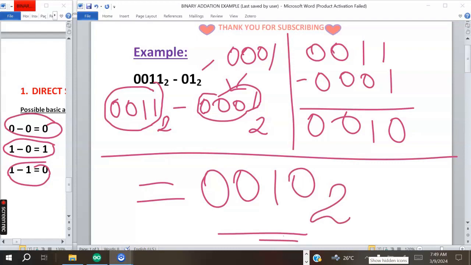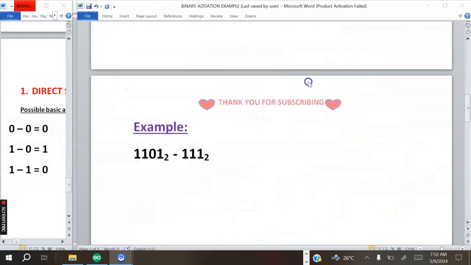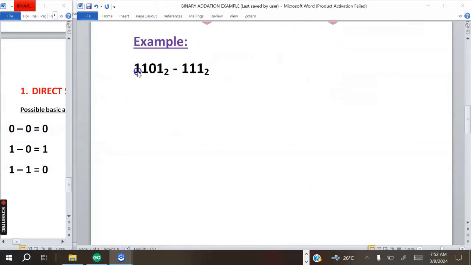It's that simple. As long as you are able to interpret these basic subtraction rules, you'll be able to get everything correct. So this is correct. I hope up to that point we are on the same part. Okay, let's move to our next example, where we have 1101 base 2 minus 111 base 2. Remember the rules.